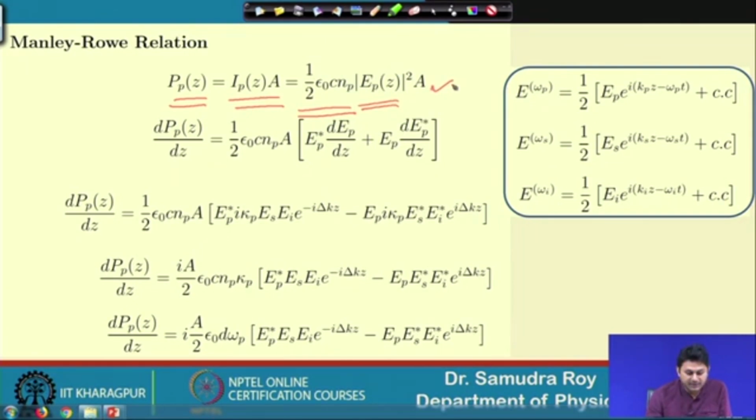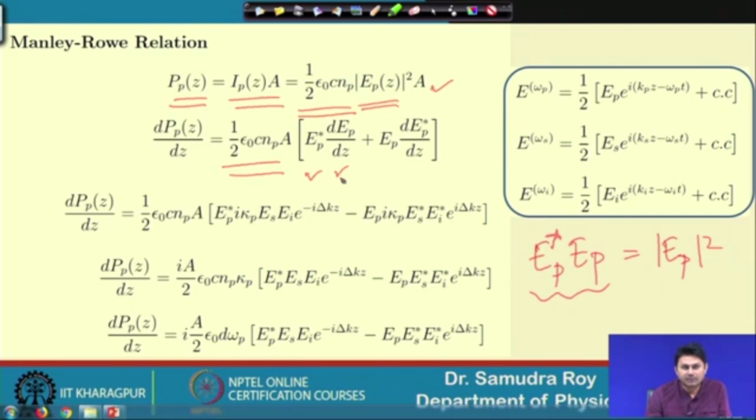If I take the derivative with respect to z of this pump power, we have the term half epsilon 0 c n_p A, which is constant, and then the derivative of mod E_p squared. Two terms appear because E_p star E_p is our mod E_p squared. So when we take the derivative, there are two functions: first E_p times d/dz of E_p star, then E_p star times d/dz of E_p.